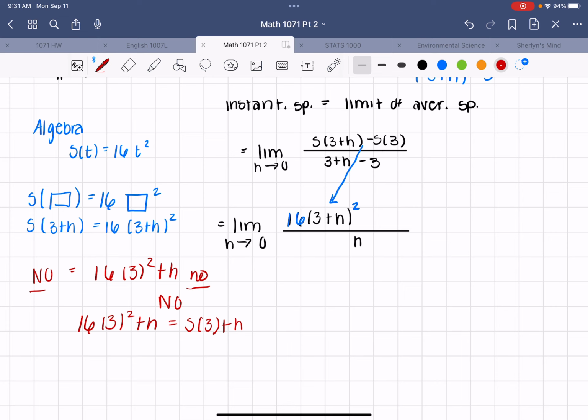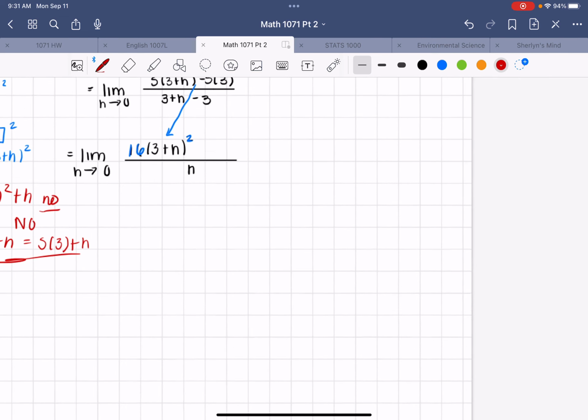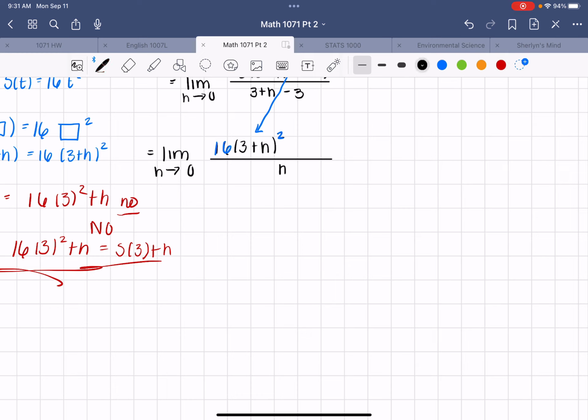So are you okay with the plug-in and now s of 3? Most everyone is happy with s of 3. The mistake is the plus h goes inside the parentheses. And so now it's algebra. Expand the square. So that's the limit as h goes to 0 of. Let's expand that square.